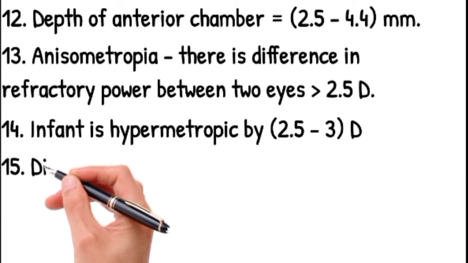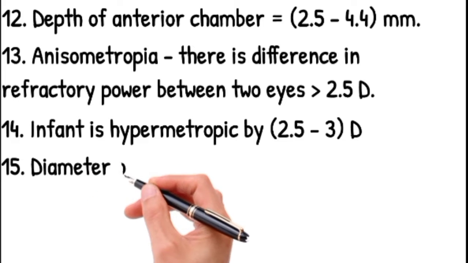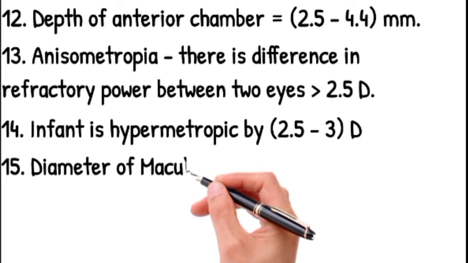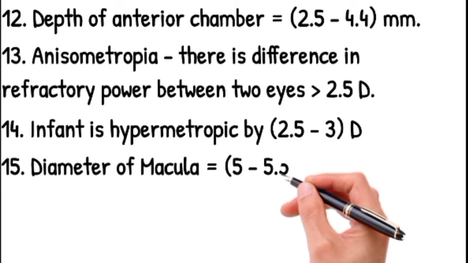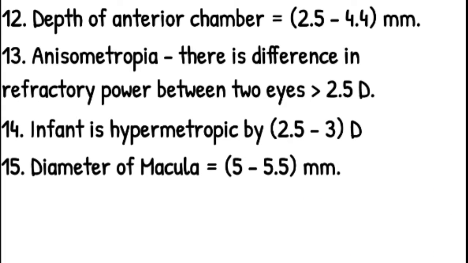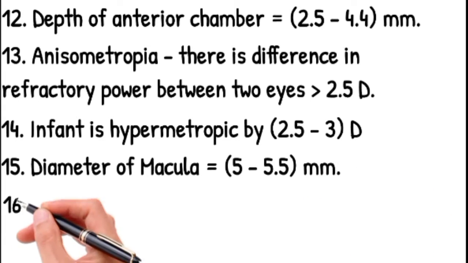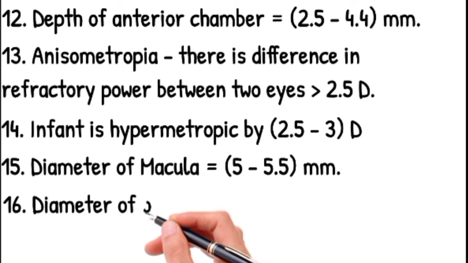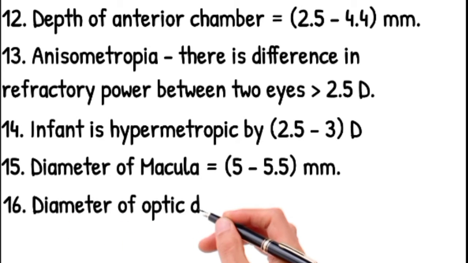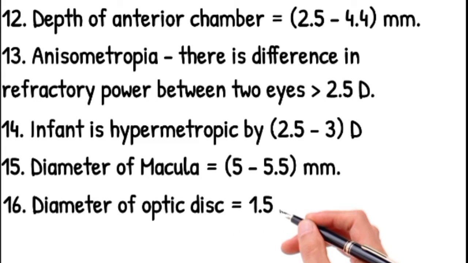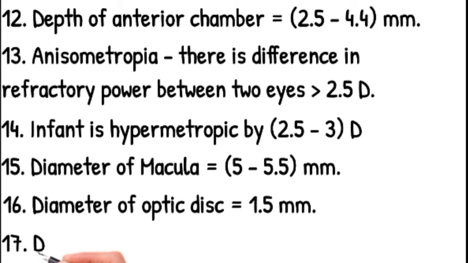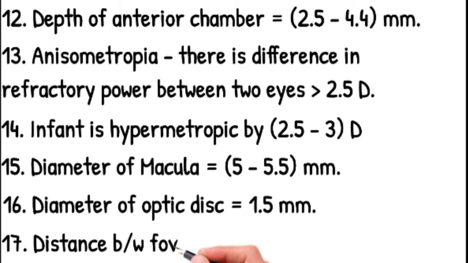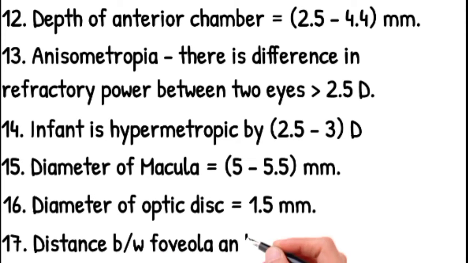15. Diameter of macula is equal to 5 to 5.5 millimeters. 16. Diameter of optic disc is equal to 1.5 millimeters. 17. Distance between fovea and disc is equal to 2 disc diameters, which is equal to 3 millimeters.